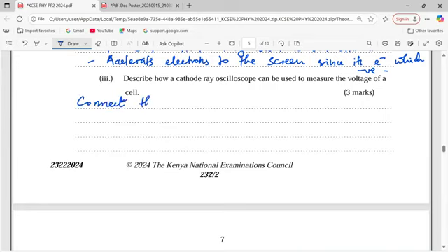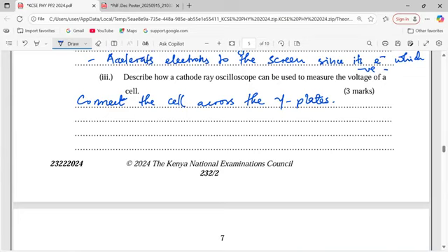Connect the cell across the Y plates, which are also called the vertical deflection plates. Then we adjust or set the Y gain using the Y gain knob, of course, to obtain a reasonable vertical displacement.